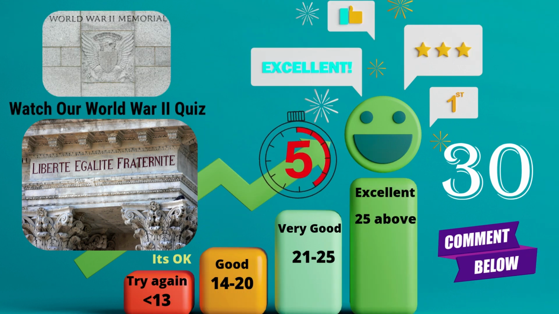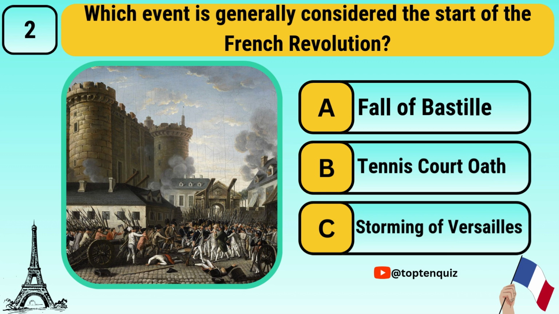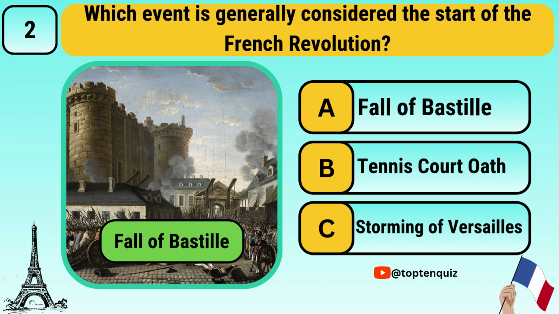and this is your scorecard. Which event is generally considered the start of the French Revolution? Option A fall of the Bastille, B Tennis Court Oath, C storming of Versailles. The answer is fall of the Bastille.